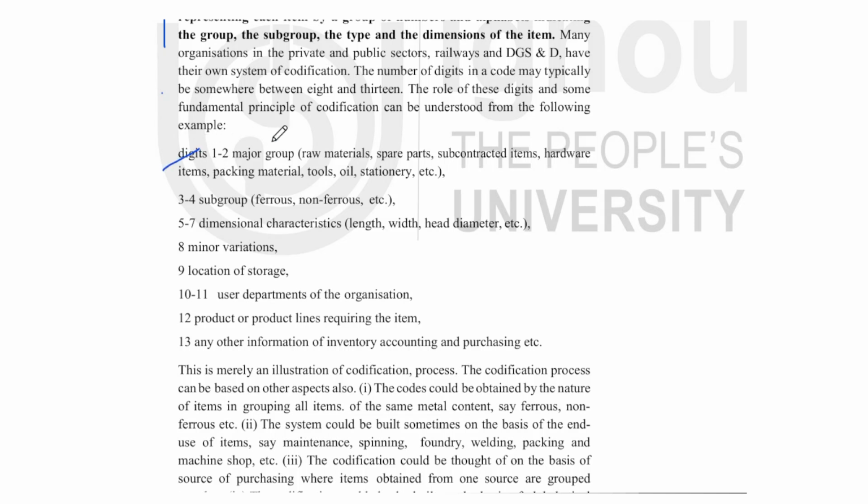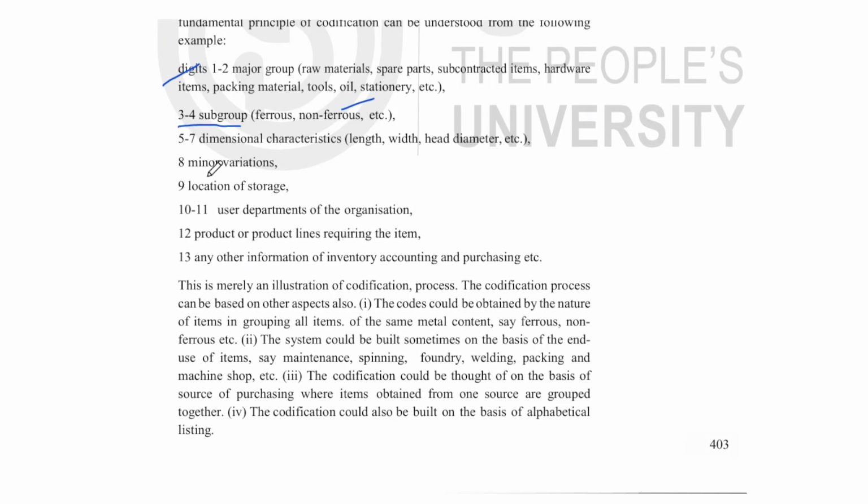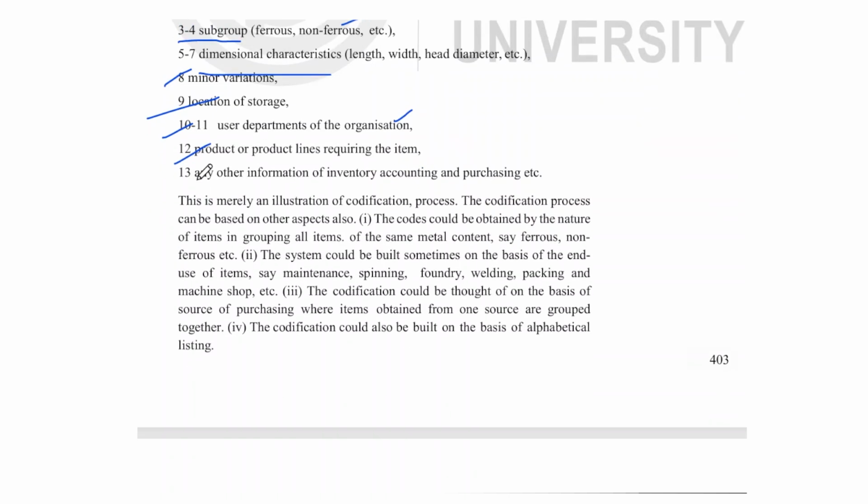Digits 1 to 2 are the major group, and 3 to 4 are the subgroup, that is ferrous, non-ferrous, etc., and 5 to 7 are dimensional characteristics: length, width, head diameter, etc. 8 is minor variations and location of storage. 10 to 11 is user departments of the organization. 12 is product or product line requiring the item. 13 is any other information for inventory, accounting, and purchasing, etc.